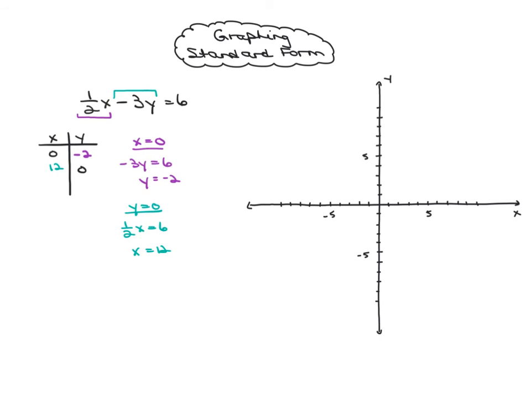I now have my two intercepts. My y-intercept is 0, negative 2. My x-intercept is 12. Let's go 11, 12, so 12, 0. And I'll take out a ruler and connect those 2 points using a straight line that extends.